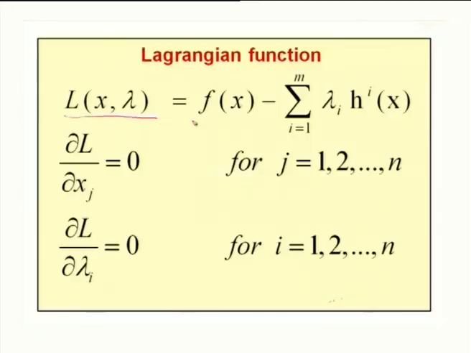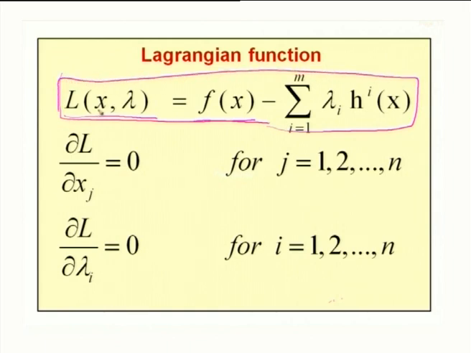We know very well, to solve a NLPP, to find the necessary condition, first we have to form a Lagrangian function in terms of Lagrangian multipliers. For the given NLPP, the Lagrangian function L of x comma lambda is f of x minus summation i equal to 1 to m lambda i into h i of x. So, for a nonlinear programming problem involving more than one constraint, our Lagrangian function in terms of the Lagrangian multiplier lambda is f of x minus summation i equal to 1 to m lambda i h i of x.